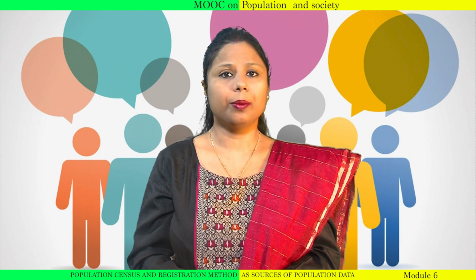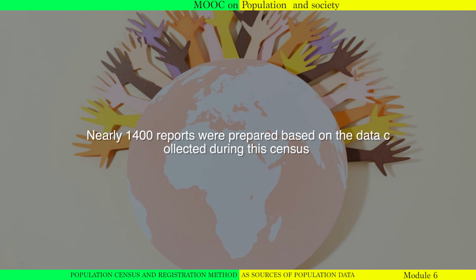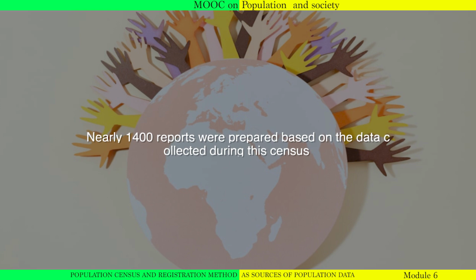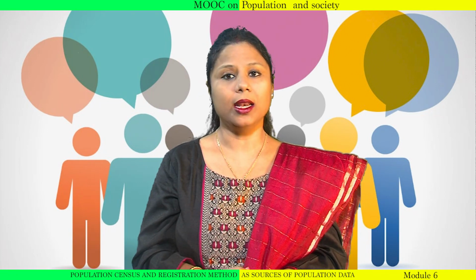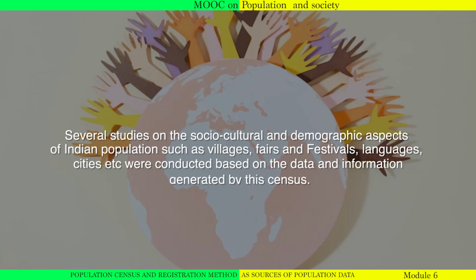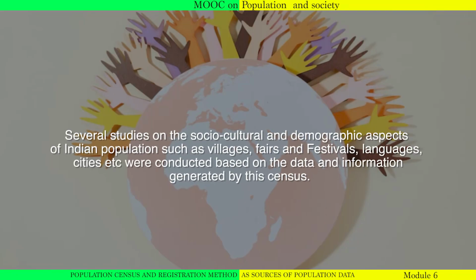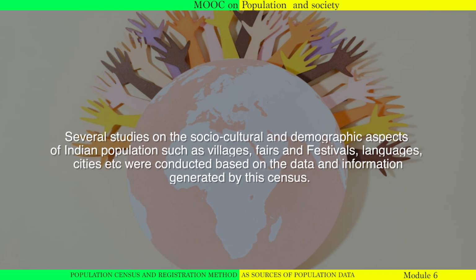The 1961 census brought out several comprehensive reports on the Indian population. Nearly 1400 reports were prepared based on the data collected during the census. It was during this census that information on tribes was gathered and analyzed for the first time in India. Several studies on the socio-cultural and demographic aspects of the Indian population, such as villages, fairs and festivals, languages, cities, etc., were conducted based on the data and information gathered by this census.